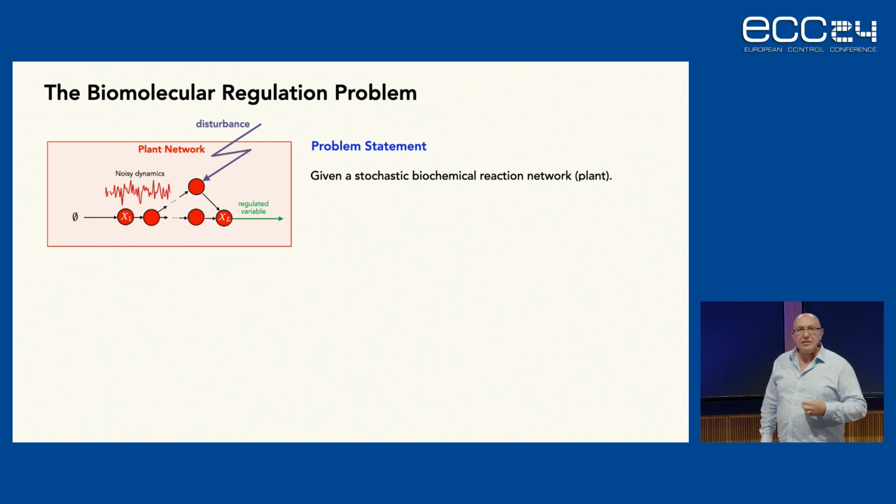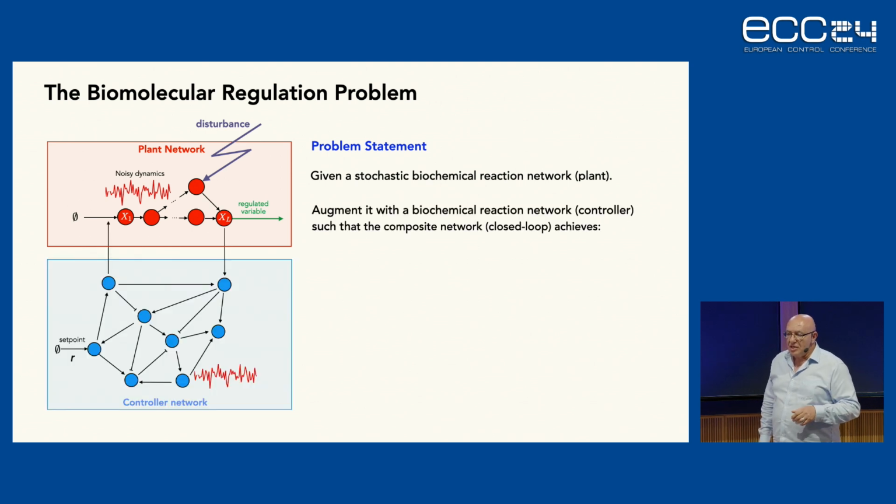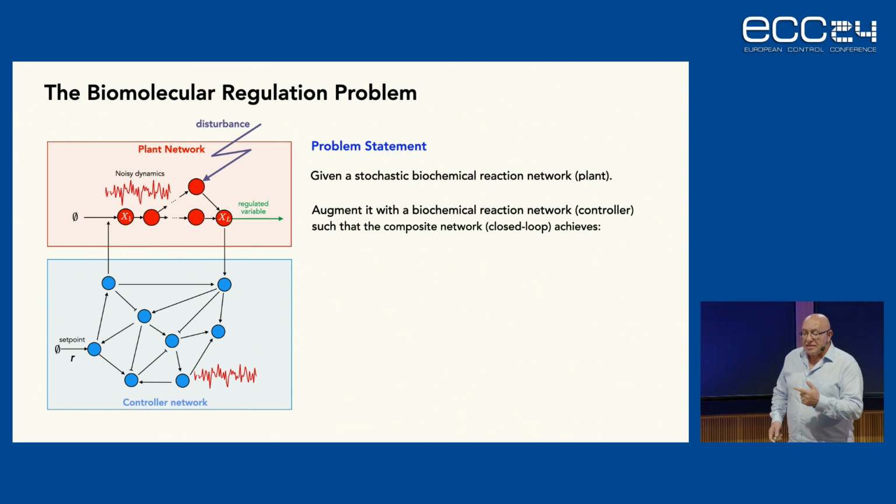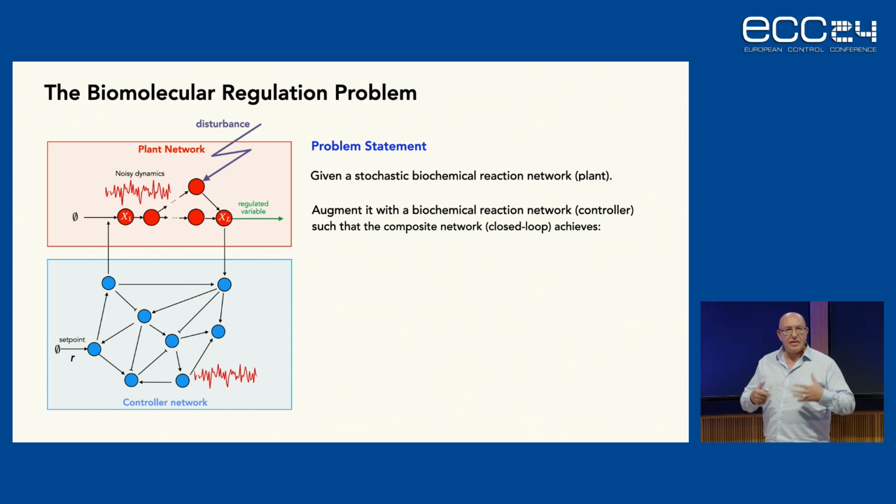Okay, so let's now formulate a biomolecular regulation problem. We have a network of reactions which we don't really understand fully. Maybe we have uncertainty in the parameters and the rates. It's also stochastic. Maybe there are disturbances. We would like to augment it with another set of chemical reactions, which is our controller, such that the composite system, now the closed loop, achieves some properties.